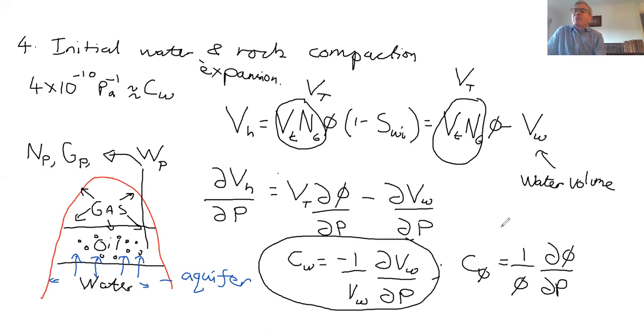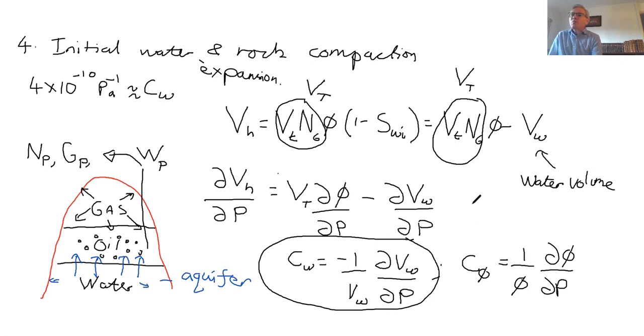The second term here is the rock compressibility. Now, you've got to be careful with signs. So here it's a negative sign. Why? Obviously, as I squeeze something, it gets smaller. So pressure goes up, volume goes down. In this particular case, pressure goes down, volume goes up. C is a physical constant. You normally have physical constants that are positive, normal materials. So there's a minus sign there.